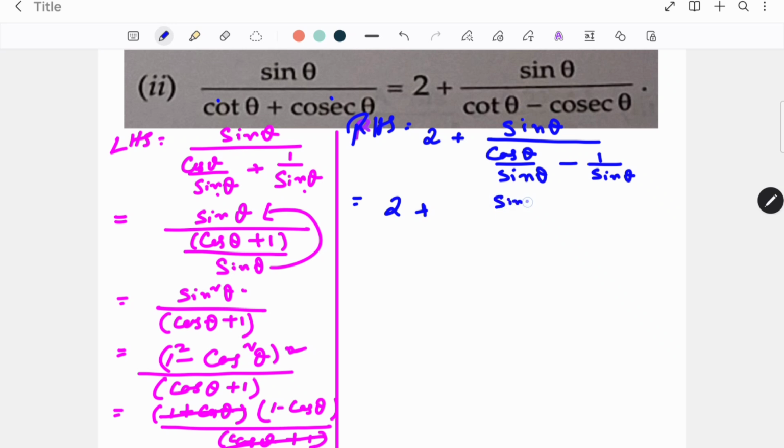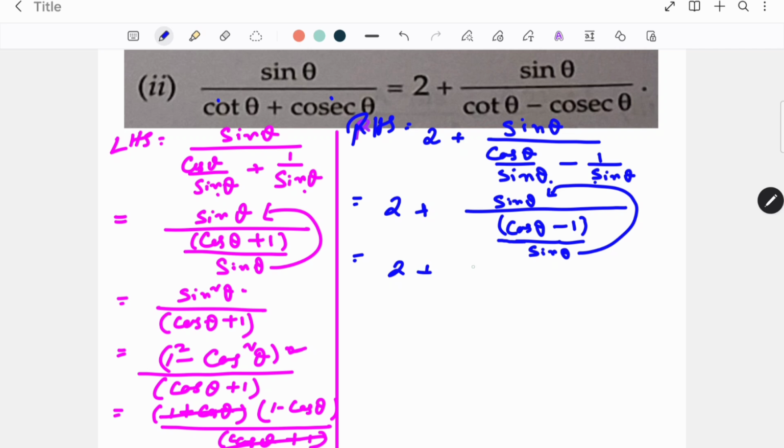So the upper sin theta will be kept, and for the denominator sin theta is the LCM. Both the denominators are sin theta, so it will become cos theta minus 1. Now this sin theta will be reciprocal and will be multiplied in the up here. So we'll get here 2 plus sin square theta by cos theta minus 1, as it is.